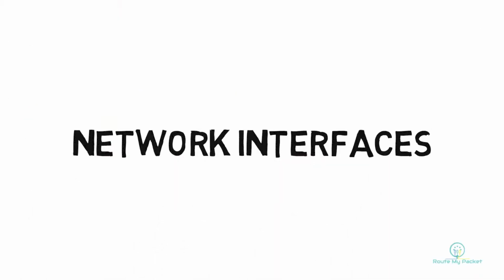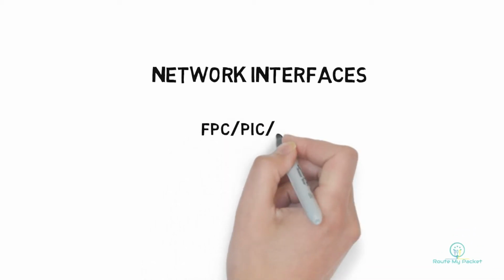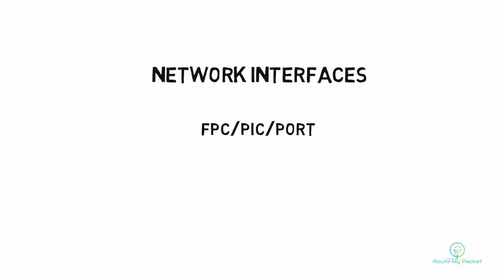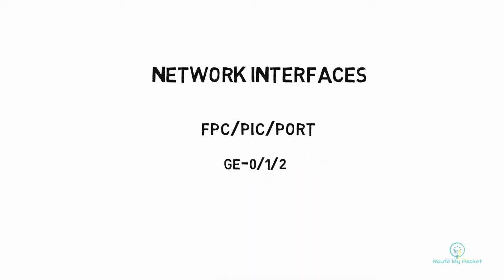Network interfaces are used to provide media-specific network connectivity. For example, Ethernet and fiber. A network interface always follows a specific format across Junos. That is, FPC/PIC/port. For example, in GE-0/1/2, 0 denotes the FPC, 1 denotes the PIC, and 2 denotes the port number on that PIC.